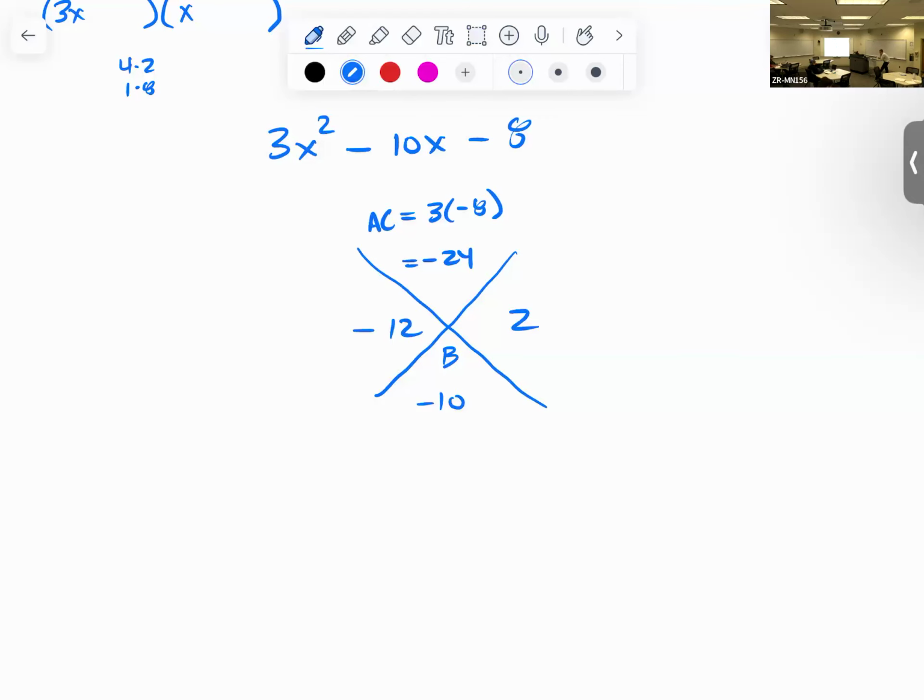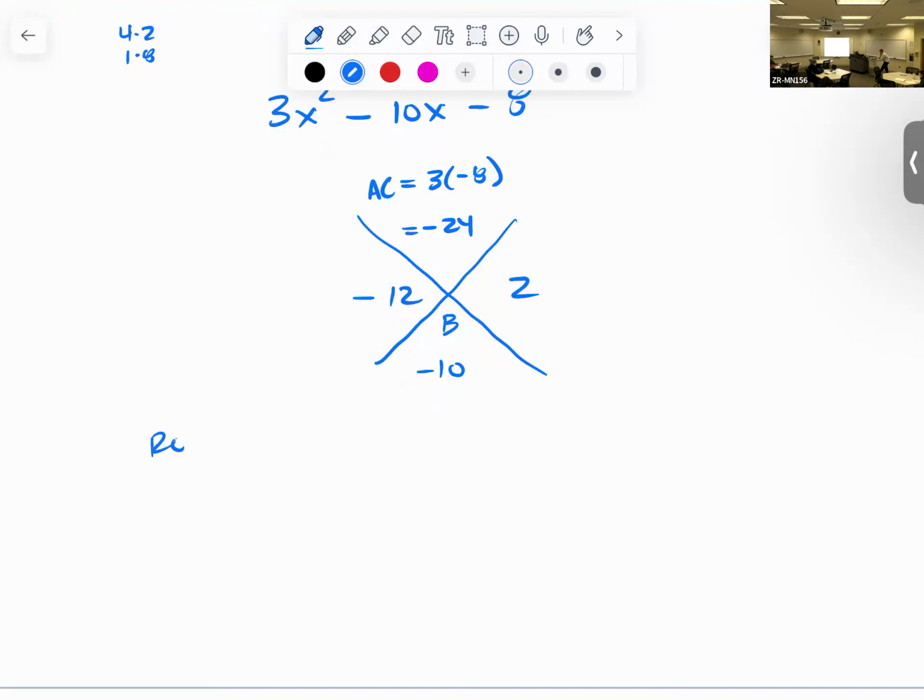Now, here's the different part. Rewrite the B term using the factors.